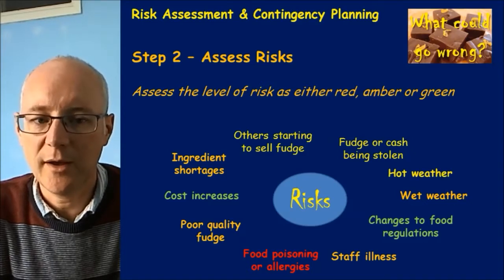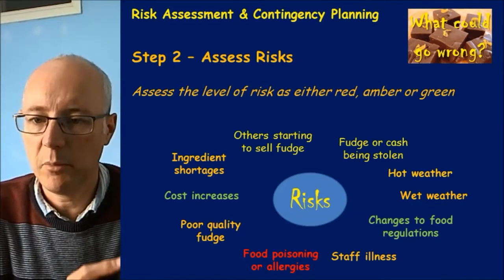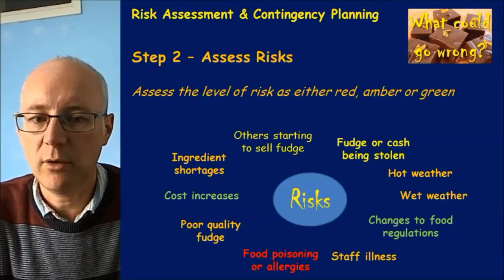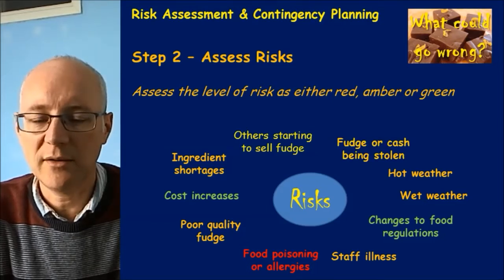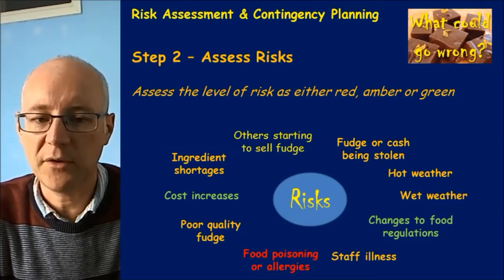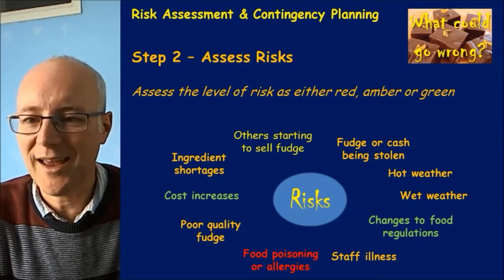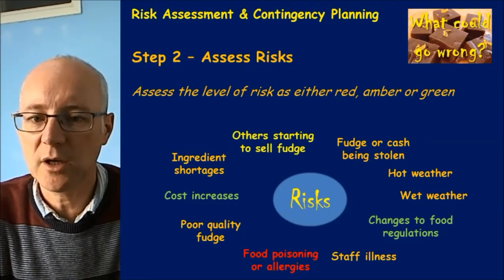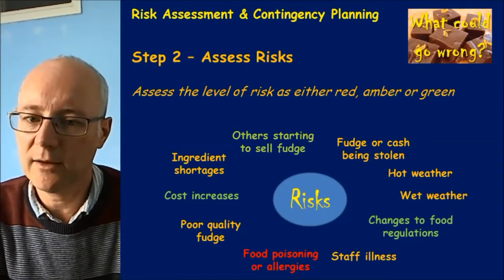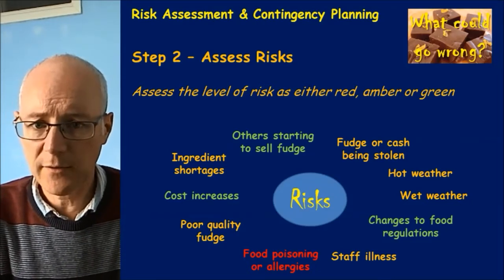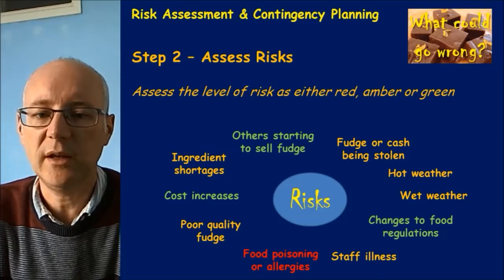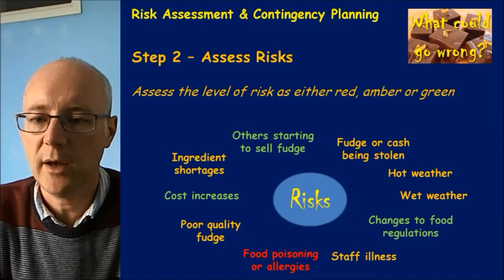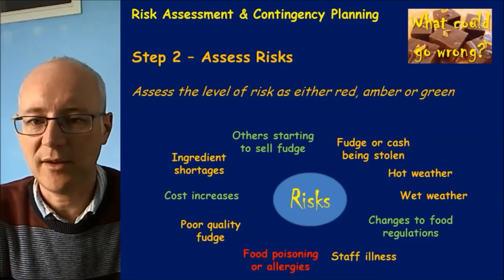Similarly, hot weather, again, some stock could become unusable, but it's not going to be the end of the world. And similarly, if cash or fudge is stolen, it's going to have a moderate consequence on me, because it's going to cut the amount of profit that I make. I'm going to lose money from it, but again, it's not a big severe problem like the food poisoning. And then others starting to sell fudge, I'm not sure that that's very likely at all. If it is going to happen, then I think with the sort of quantities that I'm selling, I'm hopefully still going to be able to manage to sell a reasonable quantity of fudge anyway. So that's how I'm assessing my risks.